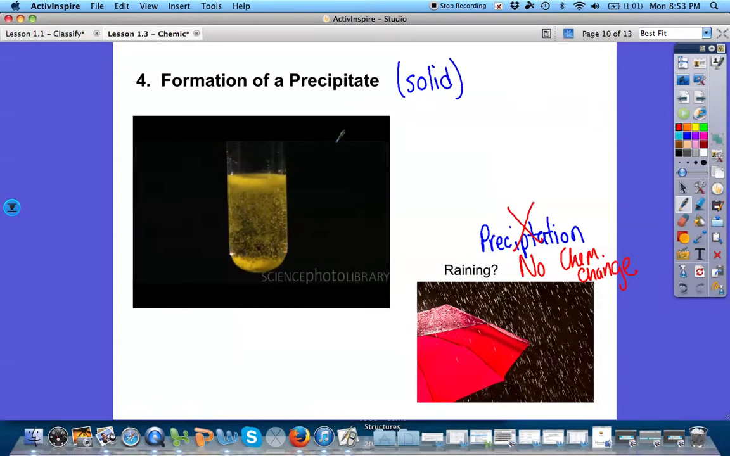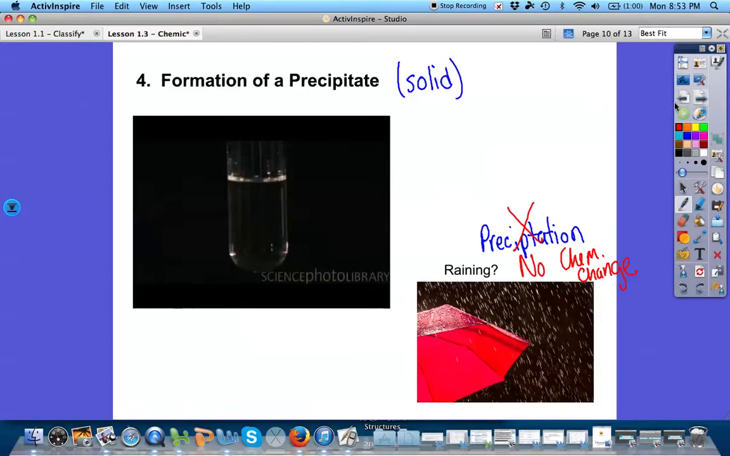That is it for today's notes. On page 6, you have a practice for chemical and physical change. Go ahead and apply what we just talked about in the video to that.